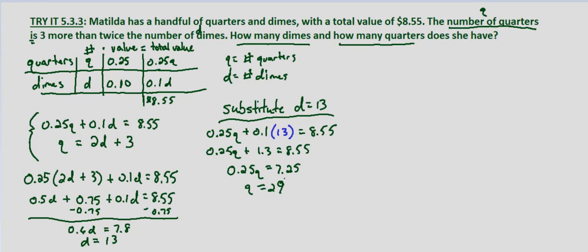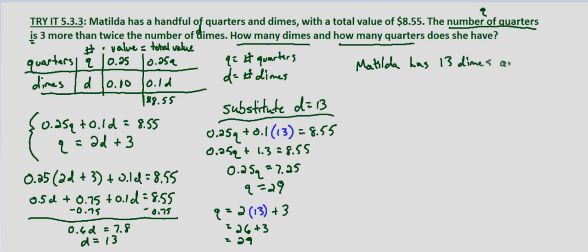Now, just to double check that, I'm going to put that into the other equation as well. Put our D equals 13 into Q equals 2 times D, which is 13, plus 3. That equals 26 plus 3, which equals 29. So far what we've solved for is Matilda has 13 dimes and 29 quarters. Let's go ahead and check that before we say for sure that's what it is.